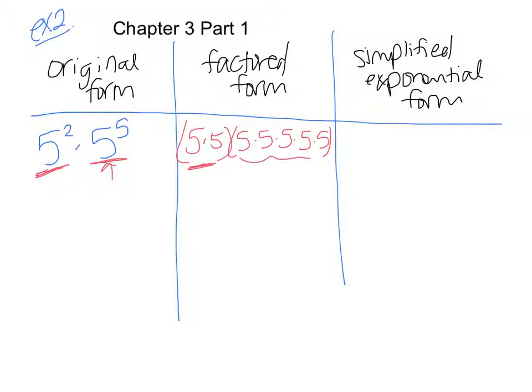That's our factored form. For the simplified exponential form, we're going to take those 5s, and we have 7 of them. So now it's 5 to the 7th power. So you're adding 1, 2, 3, 4, 5, 6, 7. And that's how you get the exponent of 7.